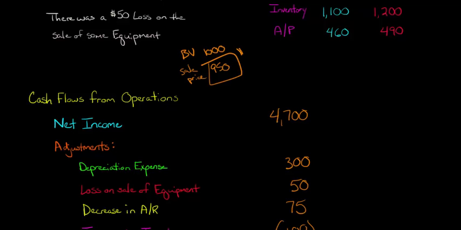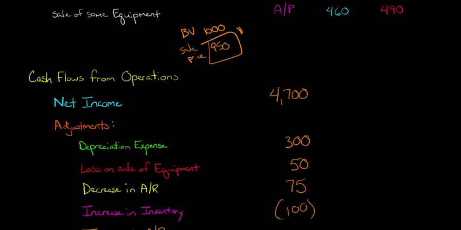Now, you might be saying, well, hey, wait a minute. Sure, that cost us $100, but how do we know it was cash? How do we know that we didn't buy it on credit? Well, we don't have to worry about that right now because we're going to worry about that when we do accounts payable, which is up next.